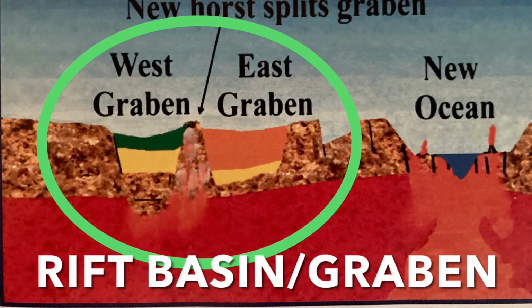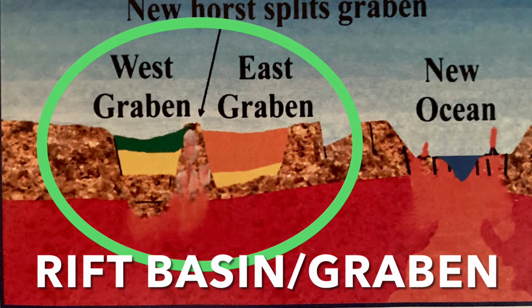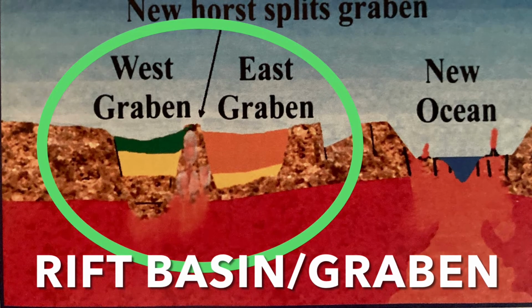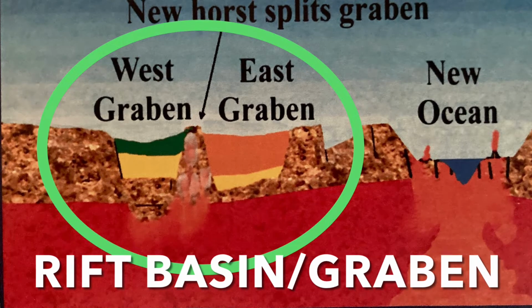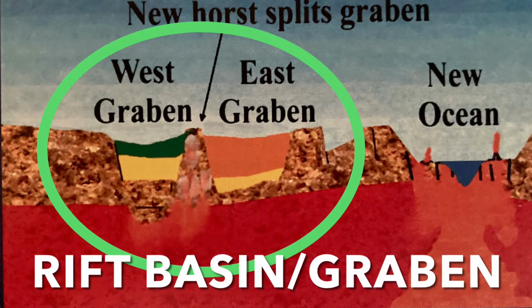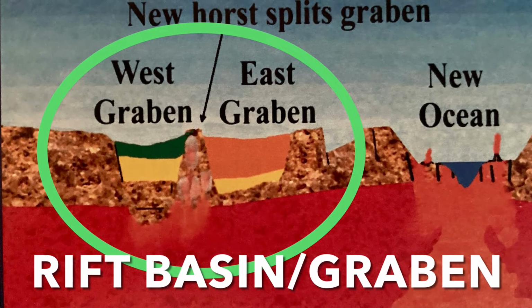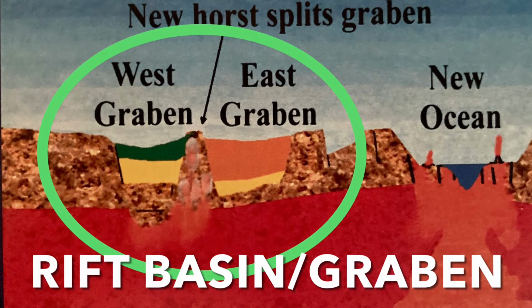The first situation I know of is called the rift basin or rift graben. And graben is another one of those German terms that means a steep-sided basin. Here you see a picture of the rifting of supercontinent Rodinia, and we have 2 rift basins or grabens called West Graben and East Graben, and they are being filled up with turbidite deposits.